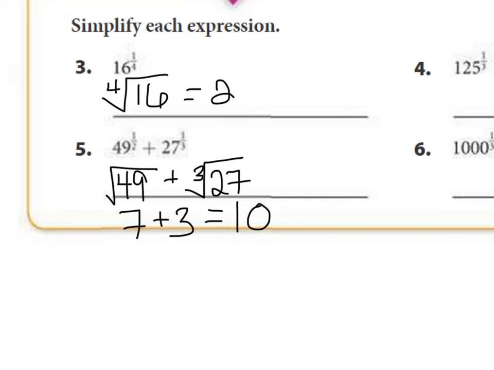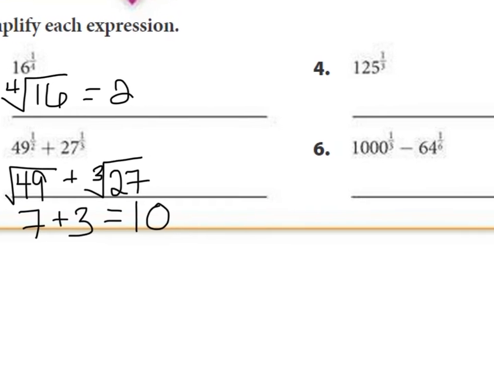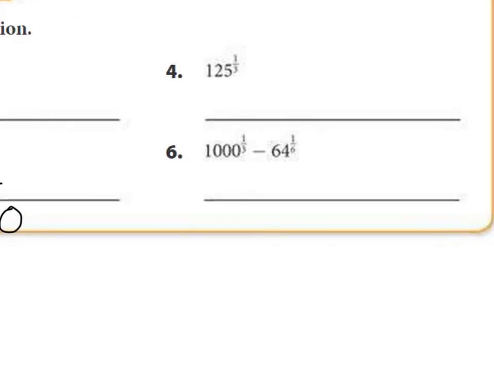So go ahead and do number 4 and 6. Check with a neighbor once you have your answers. And then if you agree, that's great, hopefully. If you don't agree, discuss it, and then unpause the video when you're all ready to check both 4 and 6.